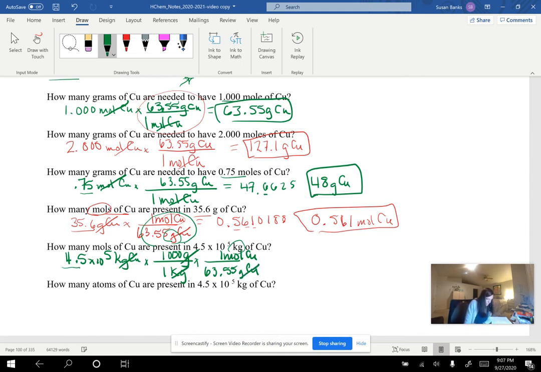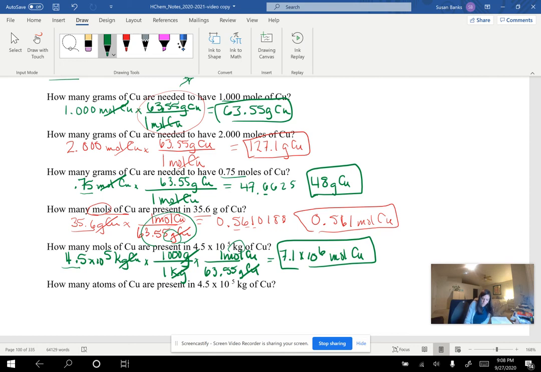I've only got 2 sig figs here, so I'm only going to be able to report 2 sig figs. So when we take 4.5 times 10 to the 5th, multiply it by 1,000, divided by 63.55, we will get 7.1 times 10 to the 6th moles of copper. Okay? How many atoms are present in that?